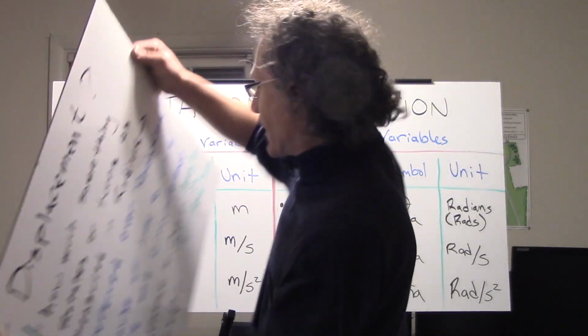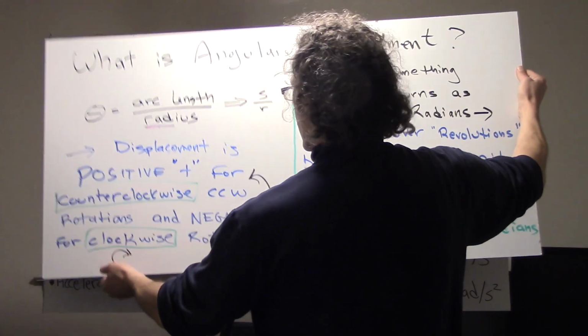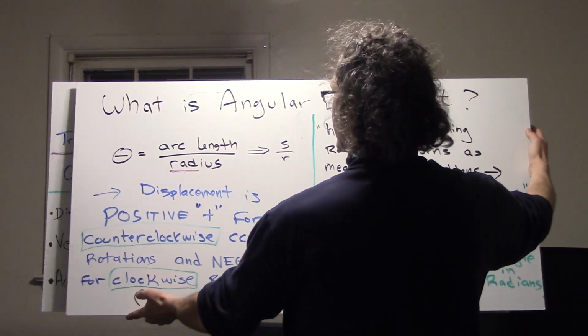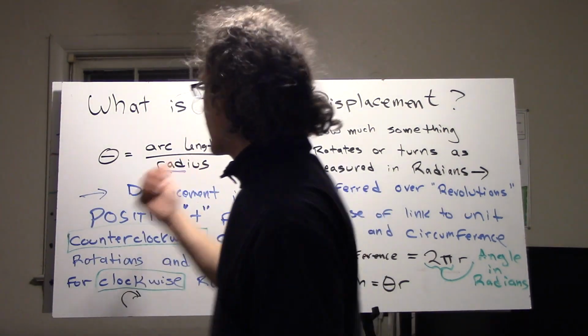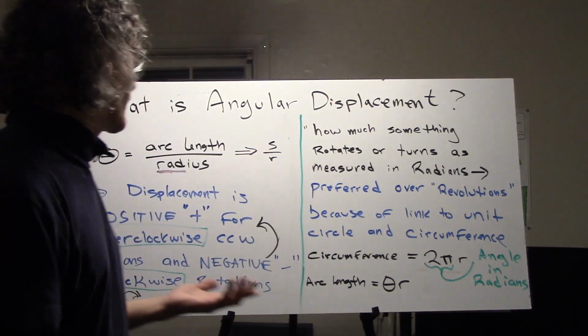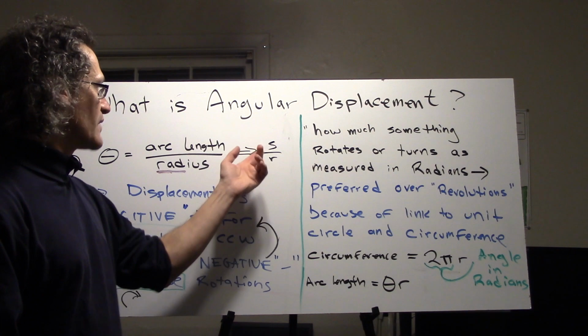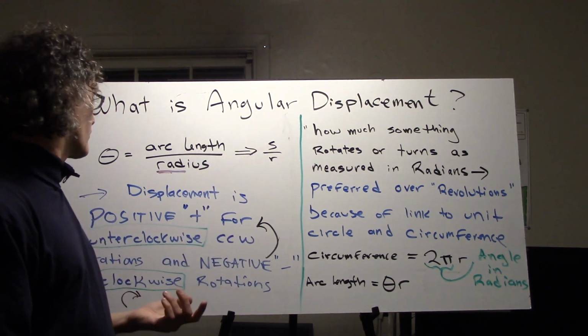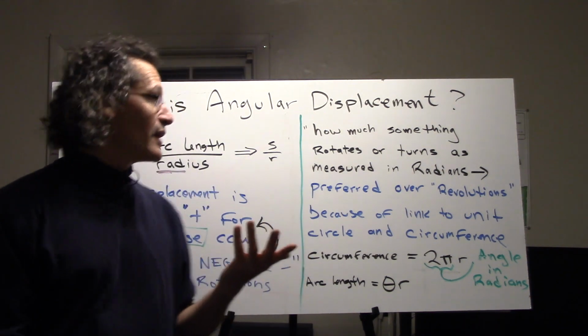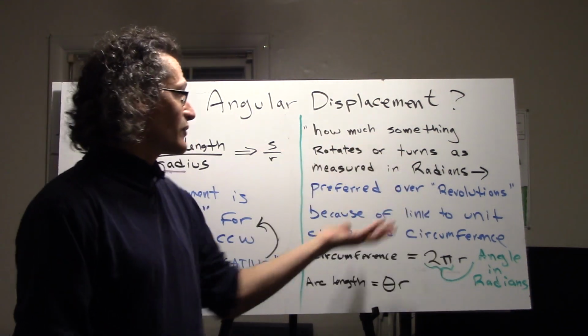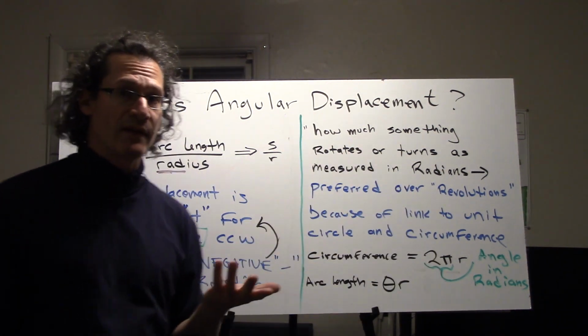All right, what is angular displacement? Angular displacement is really the arc length divided by the radius. It's the technical term. The arc length is s and the radius is r, okay? The basic way of describing this is how much something rotates or turns. And it's measured in radians, okay?